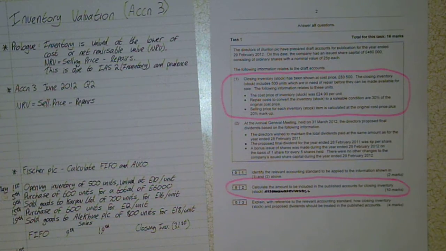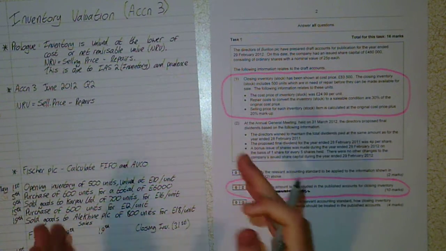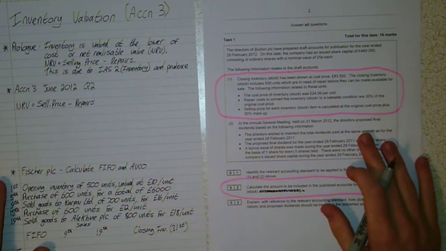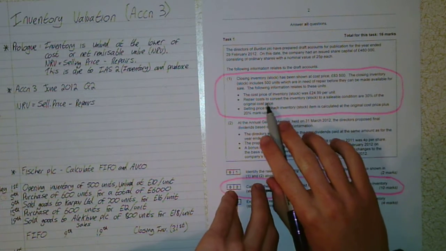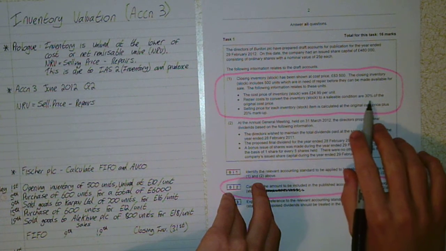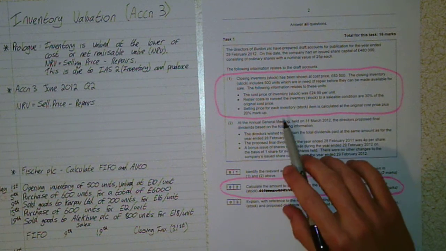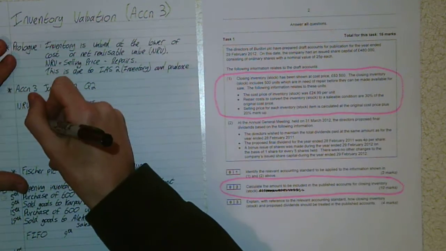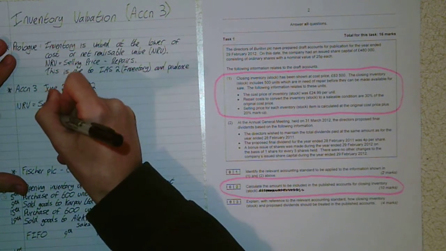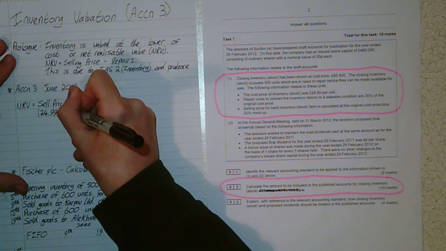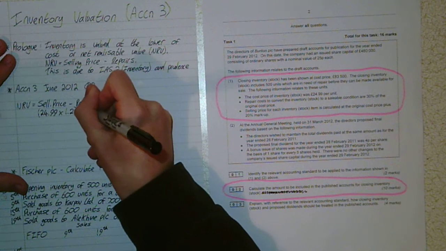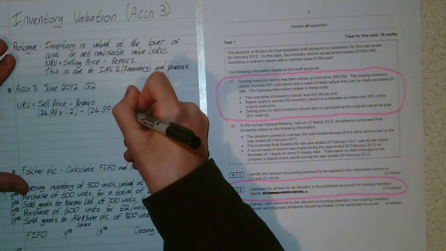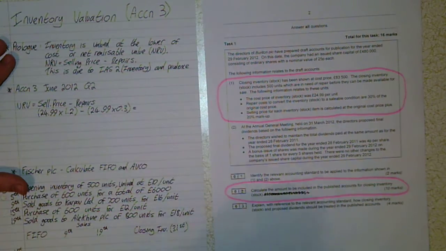So firstly what I'm going to do is try and work out what that is per unit and then times it by the amount of units I have, so I have the full figure for this 500 units batch in a sense. So the repair cost to convert the inventory into saleable condition was 30% of the original cost price, and the goods are marked up 20%. So how am I going to work this out? Essentially it's just going to be $24.99, so the cost price, times by the markup 20%. I'm going to take away the amount it's going to cost to repair these goods, so 30%.